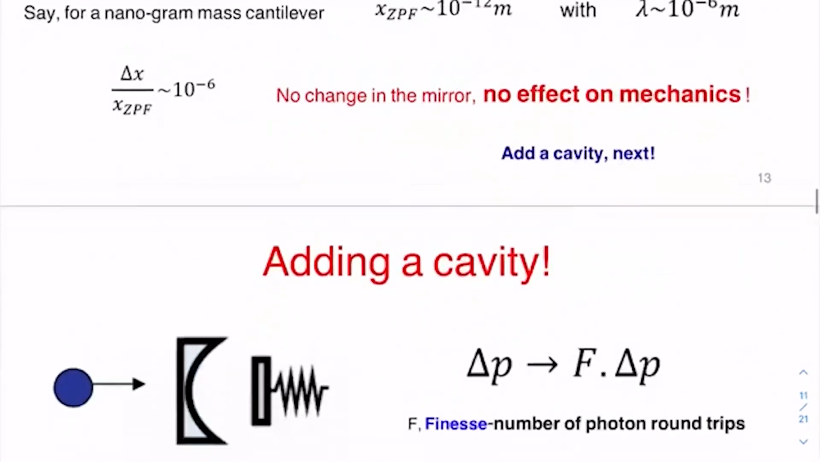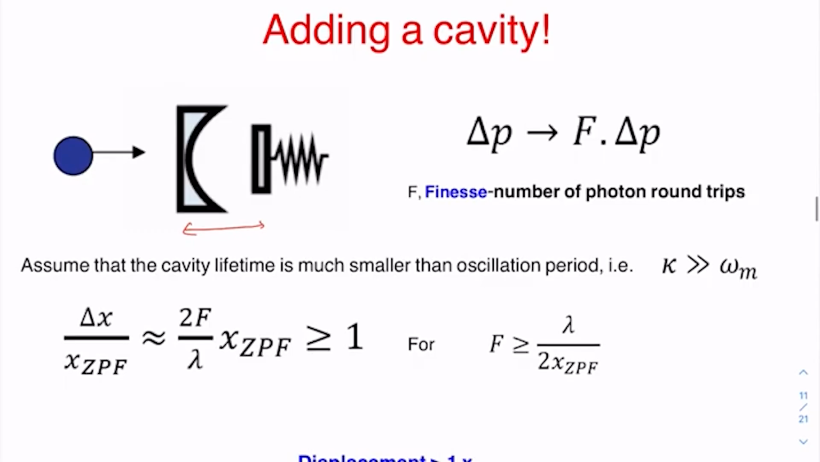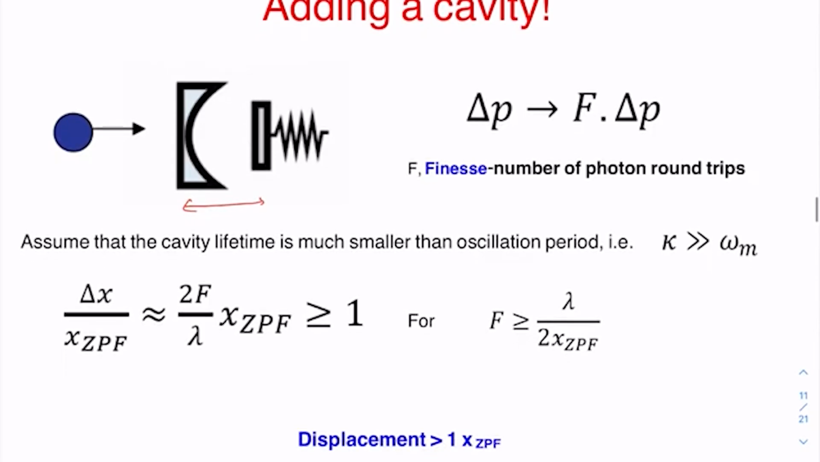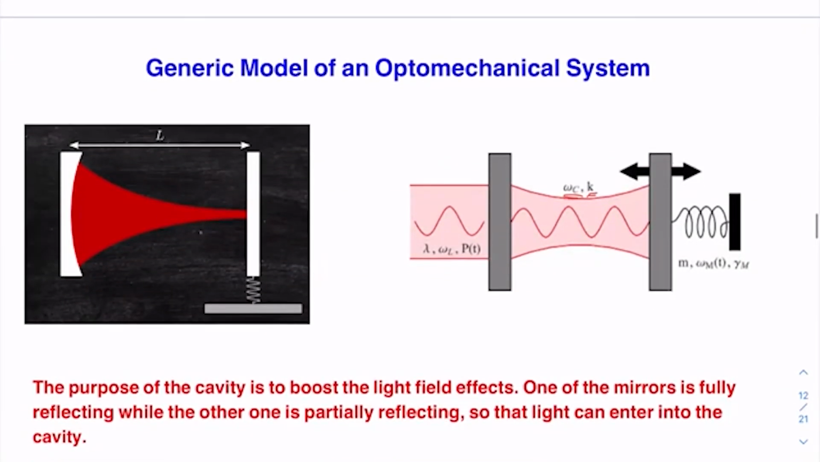From our analysis we see that this can be possible if we put in another mirror. That means we make it a cavity, and this is the reason why this cavity system is so popular and so effective. And as I said already, the generic model of an optomechanical system is represented by this diagram here, as it is shown.